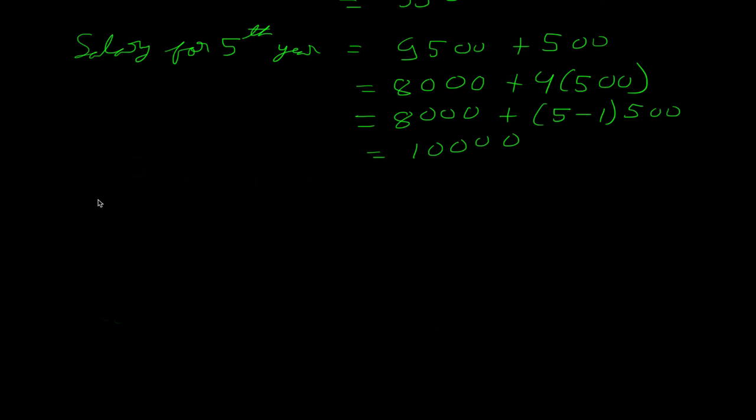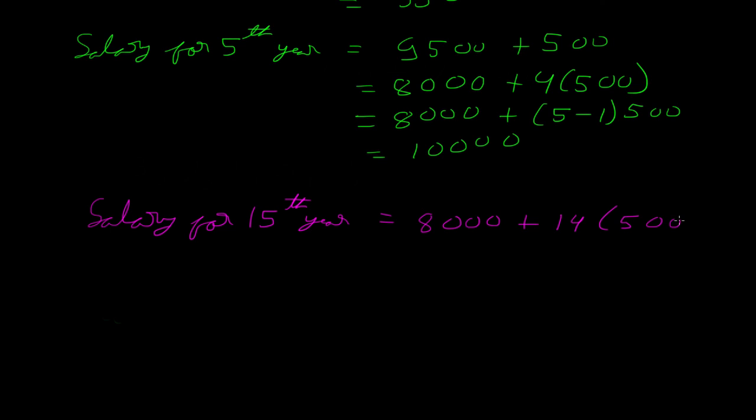Now, if I ask you what will be the salary for, let's say, 15th year, you will say, well, the starting salary was 8,000. By 15th year, we would have got increment 14 times. So it will be 8,000 plus 14 times 500. Or we could also write this as 8,000 plus (15 minus 1) times 500. And this will be equal to 15,000 rupees. So this will be the salary for 15th year.